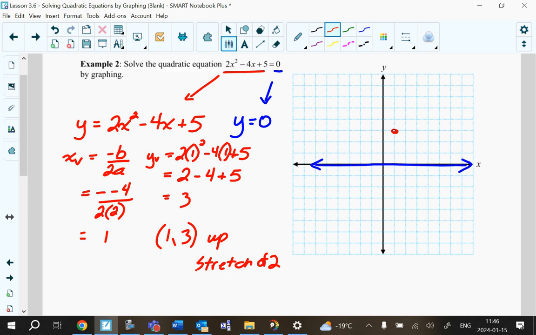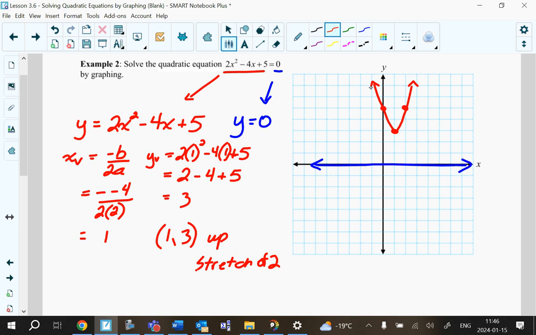And now from here, I'm going up. I go 1 out, 2 up. And then I go 2 out, 8 up, but that's off the graph. This is enough. It's off the graph on the test. Don't do it.